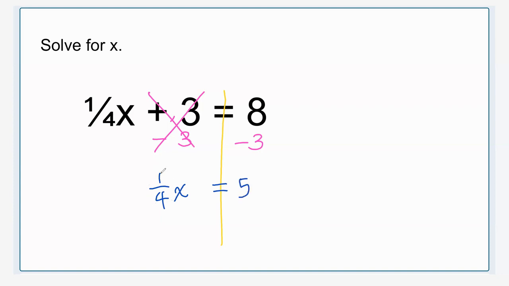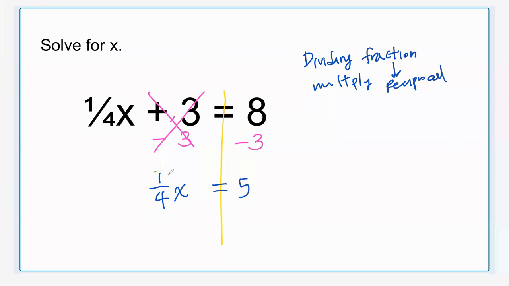So yes, I can divide by 1/4. However, dividing by a fraction means you need to multiply by the reciprocal. And therefore, to undo the 1/4 here, I am dividing by 1/4, which is the same thing as multiplying by the reciprocal of 1/4, which is 4/1. Do know 4/1 is just 4.